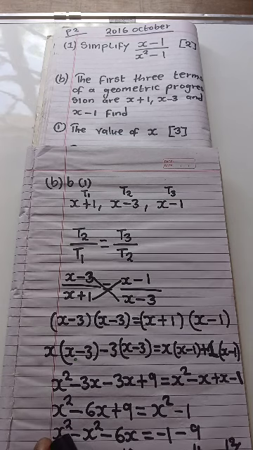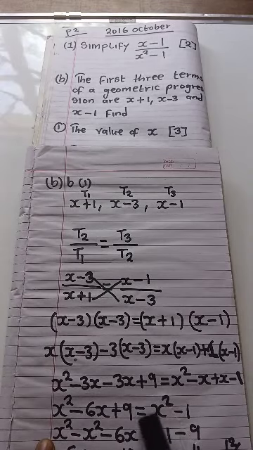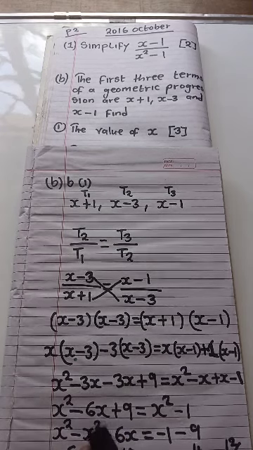So this one will come this side. So x squared, this one, it was a positive. Once it crosses the equal sign, it becomes a negative x squared minus what? 6x.